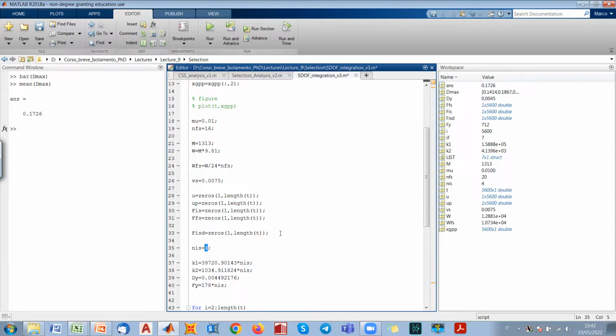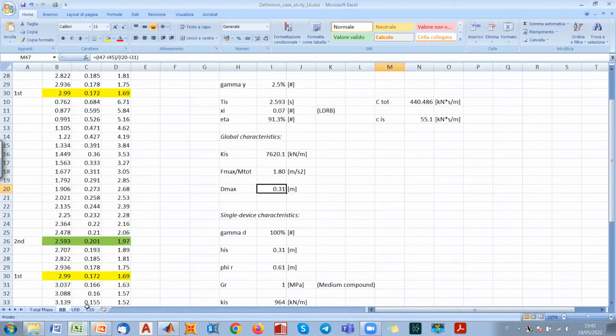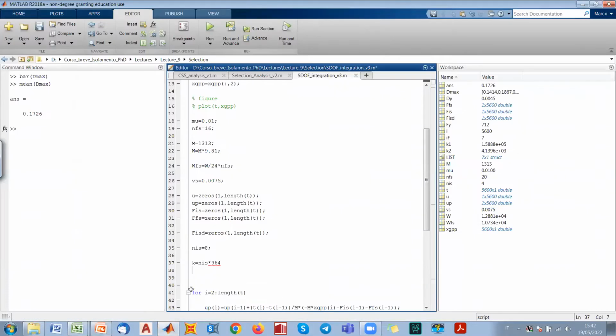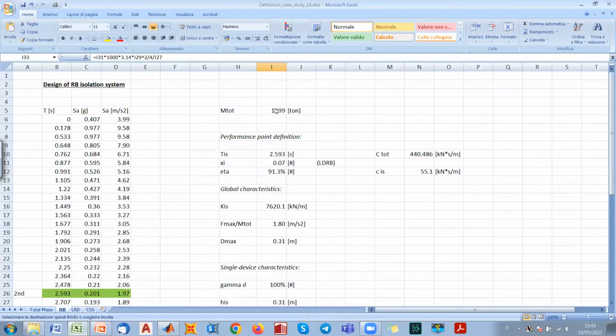Then the number of isolators is equal to 8. And so we just need K equal to the isolation number times the single device stiffness, which is this one. And we have to define C, and it has to be defined according to the damping ratio 0.07 and the isolation period, which was actually this number.